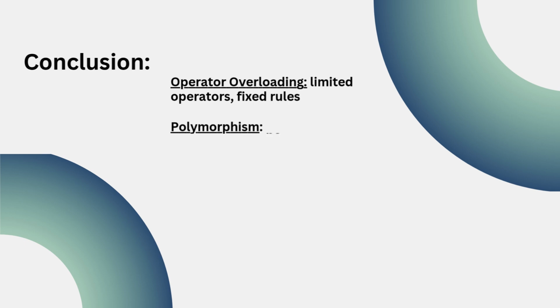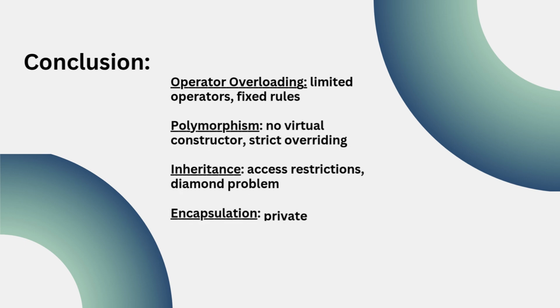In conclusion, OOP concepts are powerful, but they operate within a defined rule set. Operator overloading has its list of non-overloadable operators. Polymorphism has strict rules against virtual constructors and static functions. Inheritance can be complex, often requiring virtual inheritance to resolve ambiguity, and encapsulation mandates access via methods.